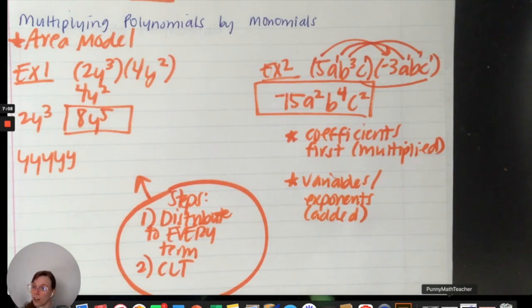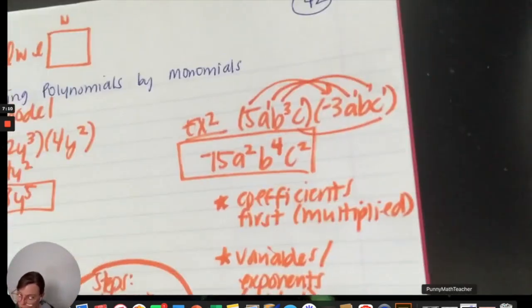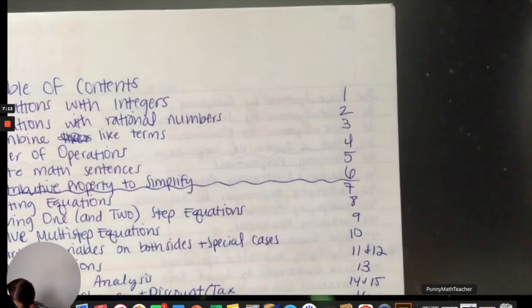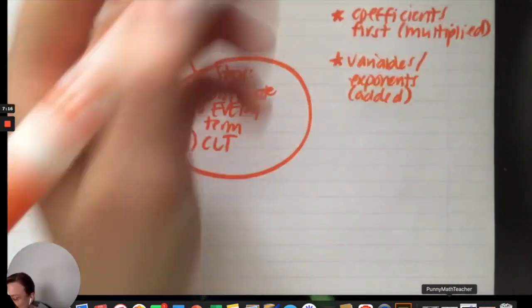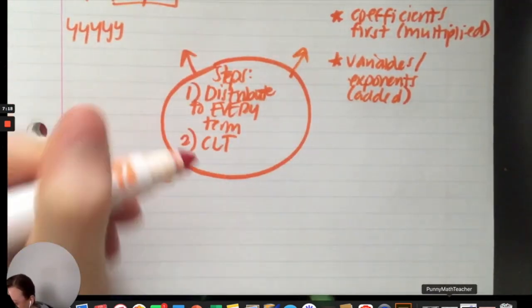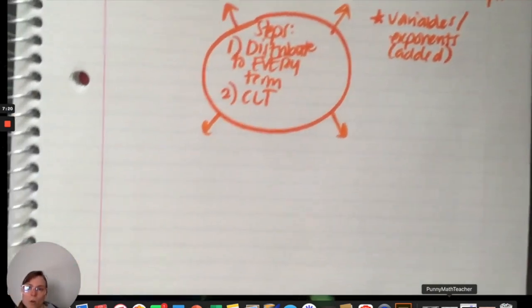Pause, go back to your exponents booklet, which is on page 19. So go back to page 19. All right, so I'm going to draw a little arrow up there. We're going to come back down here. There's my arrows before my orange runs out.